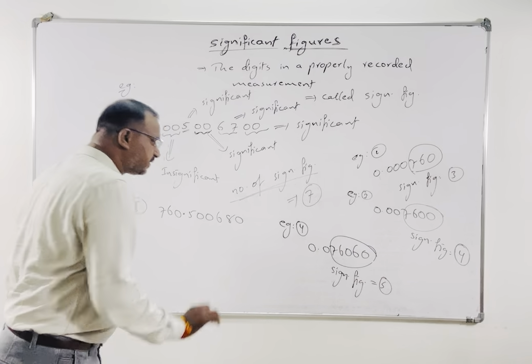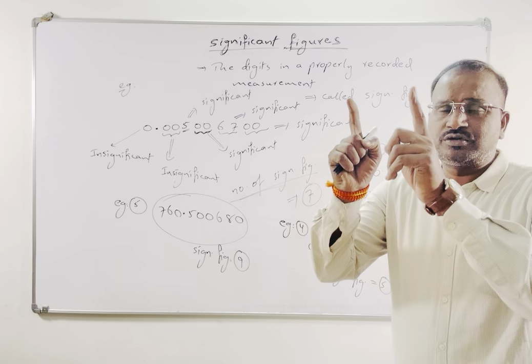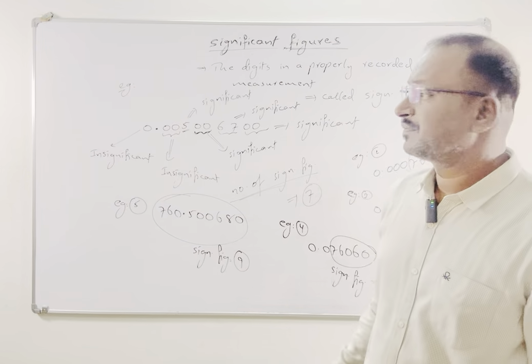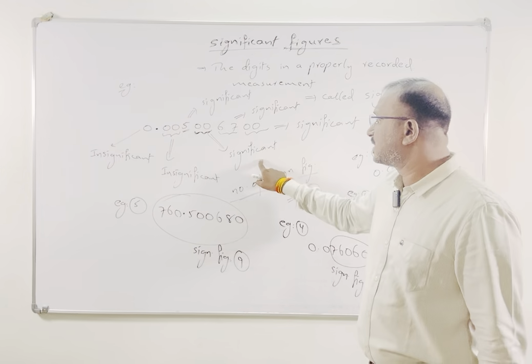Like that, you can take any example to identify significant figures. This is the best example. One example is enough to explain all the rules to identify significant figures. This is the next topic in this video. Let me go for addition and subtraction of significant figures.